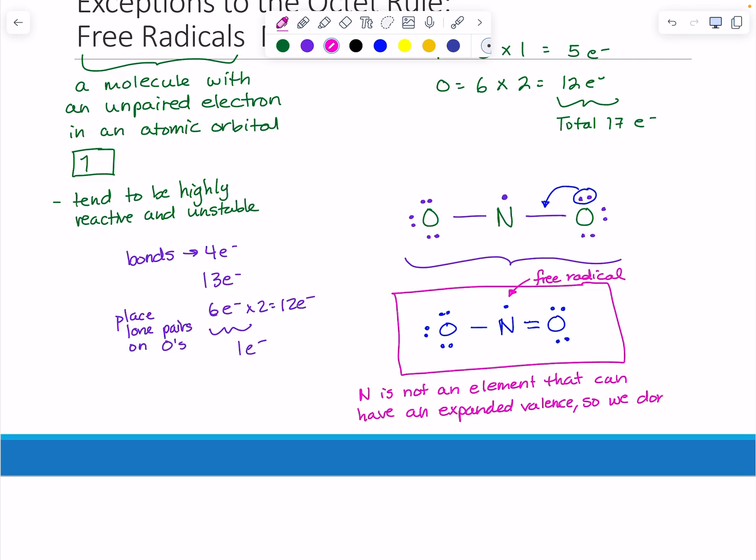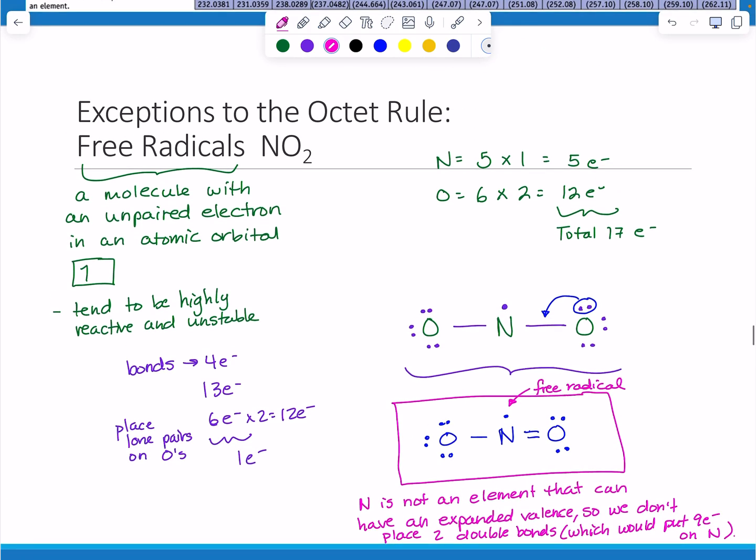So we don't place 2 double bonds, which would put 9 electrons on the nitrogen, okay? So that's the reason we didn't do that, okay? All right, so again, when we have free radicals, that makes the molecule highly reactive, okay?